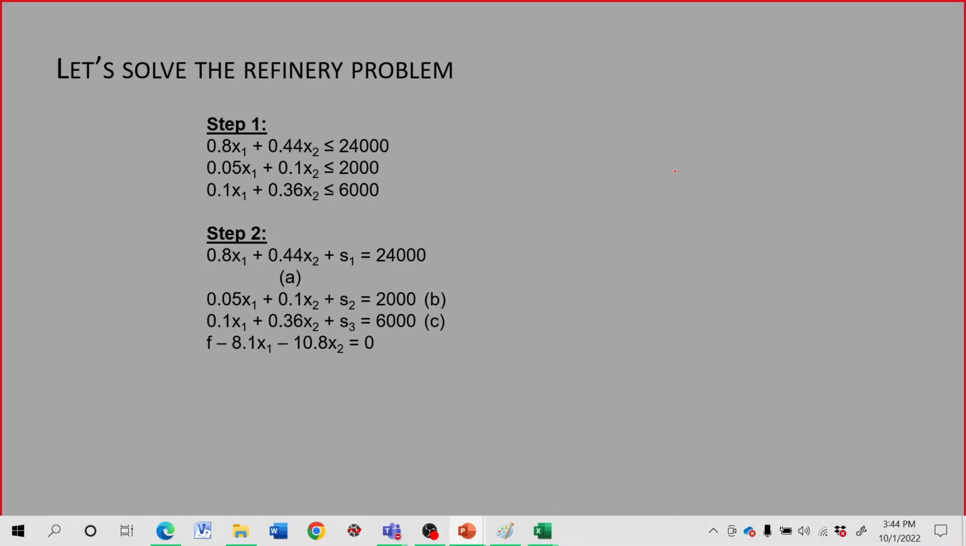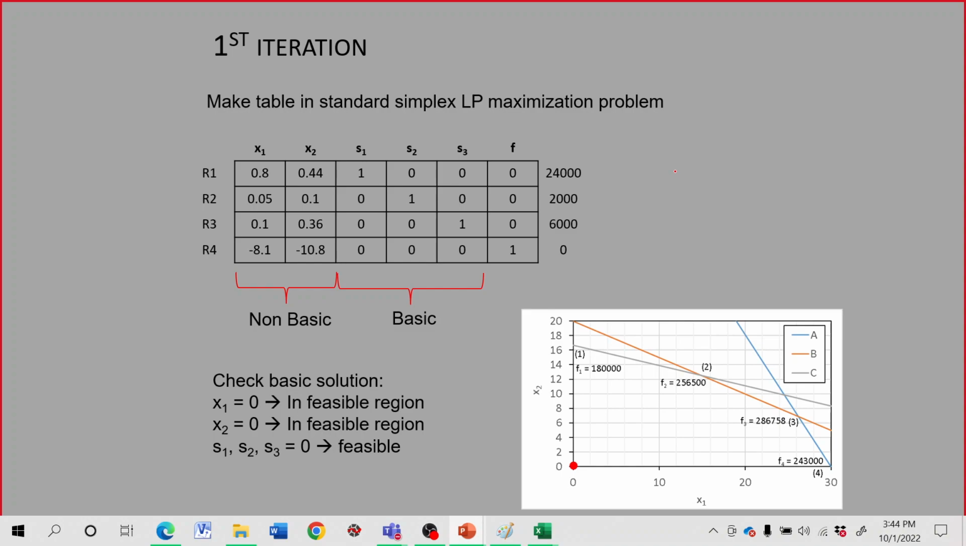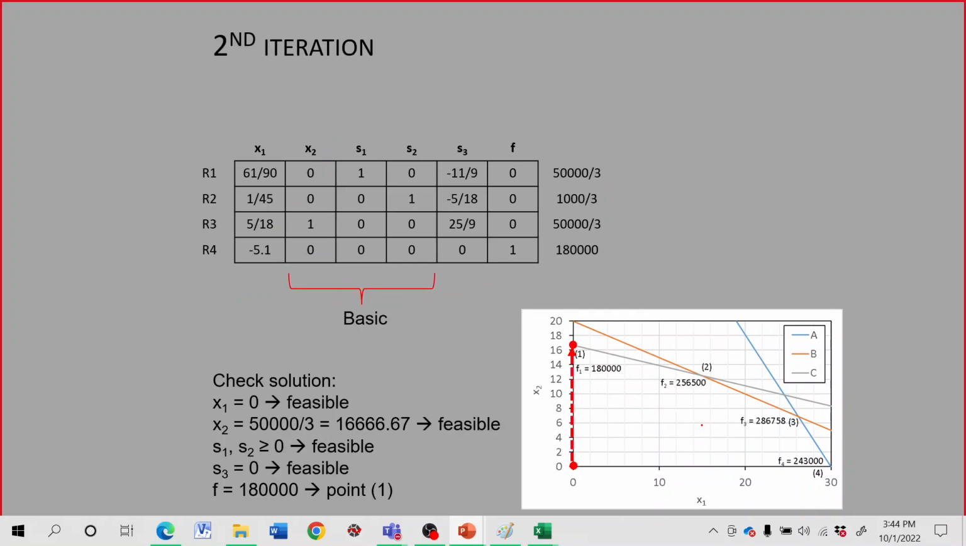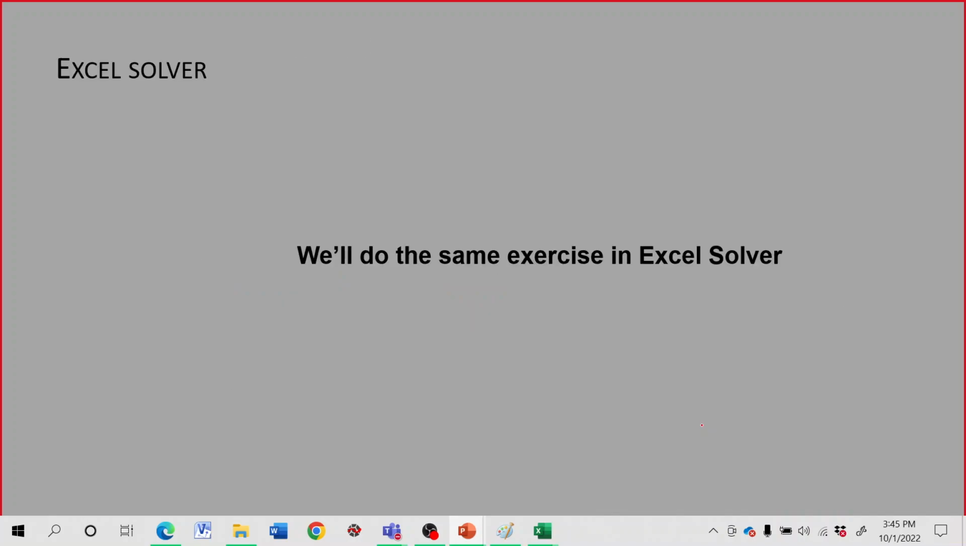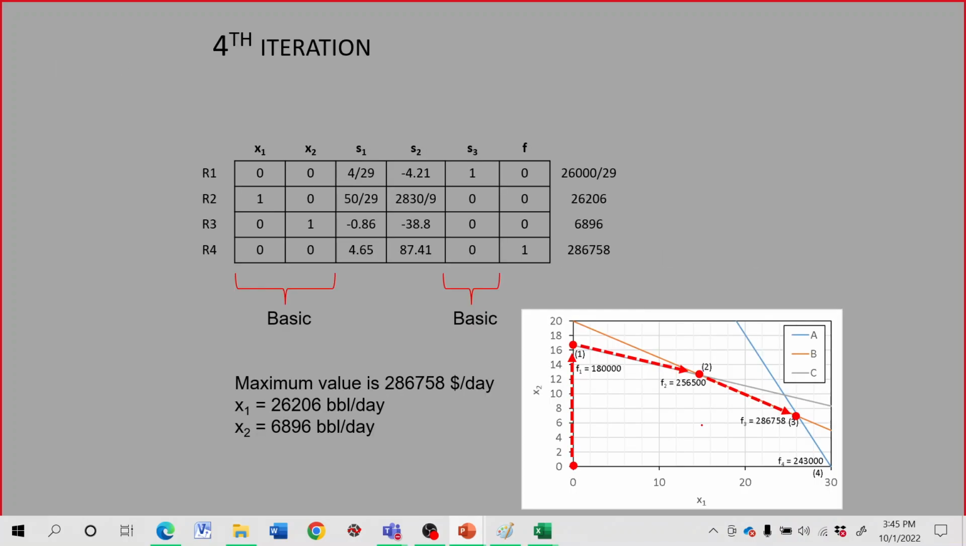So if I solve the same problem using that graph, it starts with this 0 0, and then we know that this area is our search space. It then goes up to point F1, and then it goes here, and then to the point F3. And then it will stop at point F3, because point F3 is the maximum value. It will stop there, and then it gives you the results using this simplex algorithm.